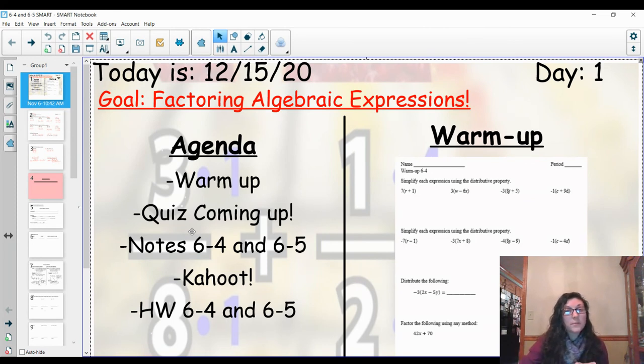6-4, you're going to really want to pay attention. But 6-5 should probably come pretty easy to you. It's more with factoring. All right. There is an option for Kahoot if you guys have time and you want to play Kahoot. If you'd rather just get those 2 homework assignments done, that's fine as well.